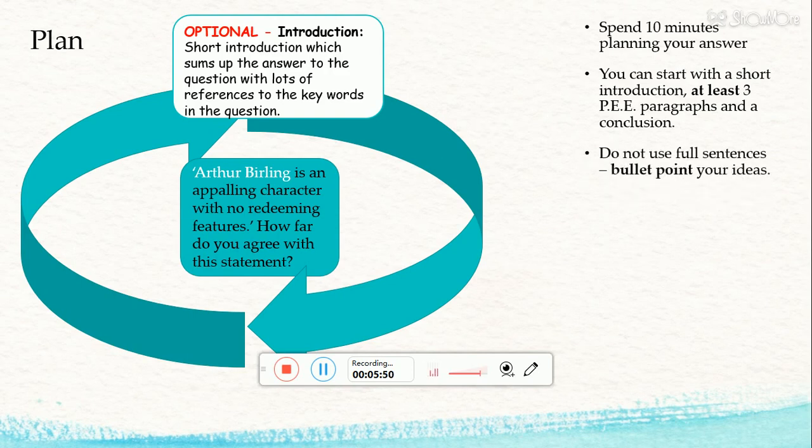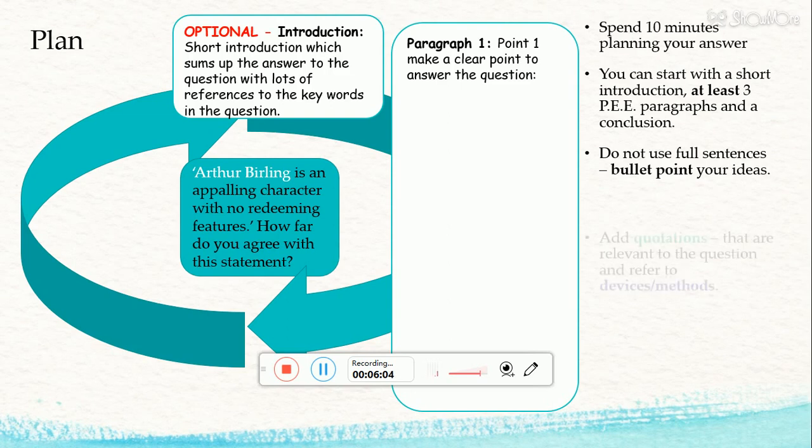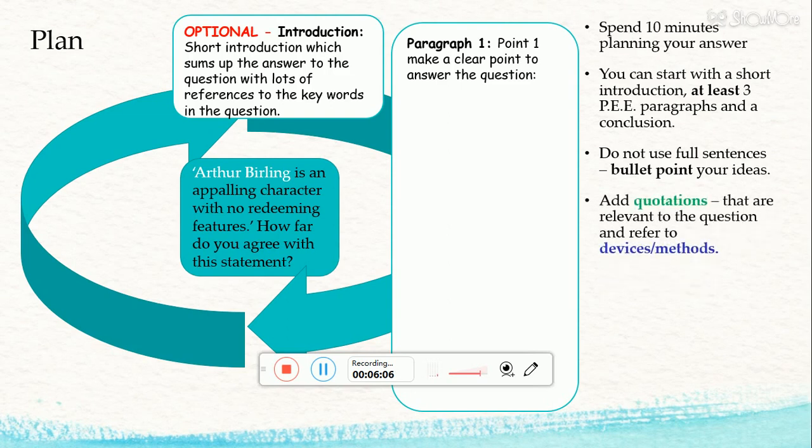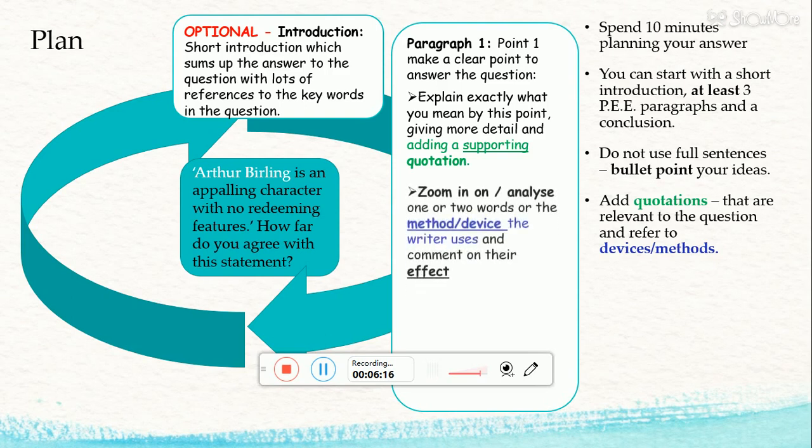Don't use full sentences in your planning. You want to bullet point your ideas. You won't have time to write out whole sentences. So if you start off by planning out ideas, this is the kind of structure for each paragraph that you want to follow. Make a clear point in answer to the question, and then add quotations that are relevant to that question, and refer to devices and methods that you're going to use.